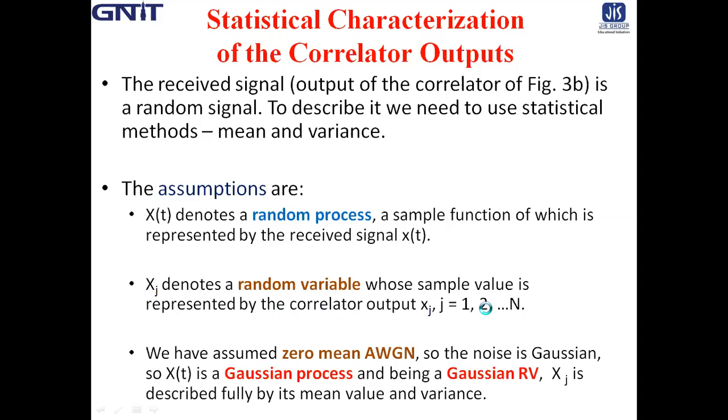According to the AWGN model, the random process X(t) is a Gaussian process, and it follows therefore that Xj is a Gaussian random variable for all j. Hence, Xj is characterized completely by its mean and variance.